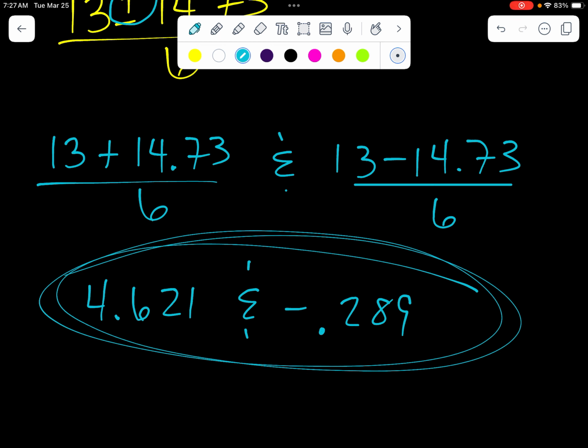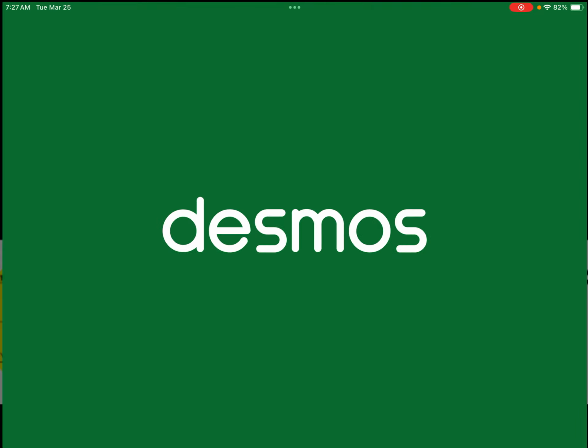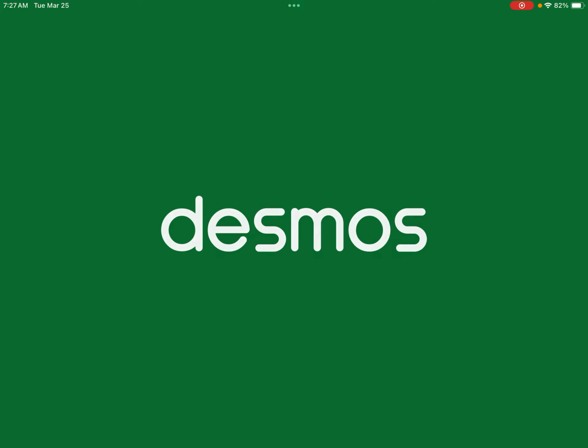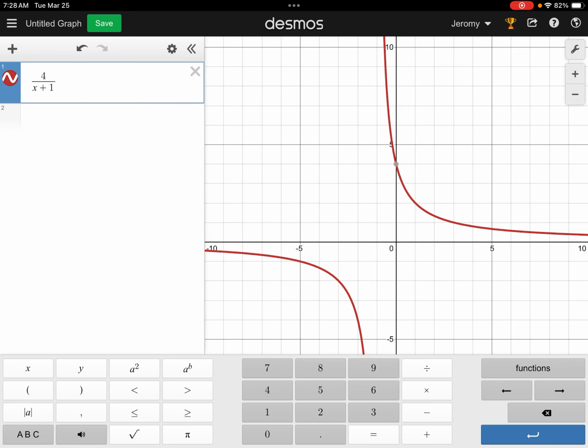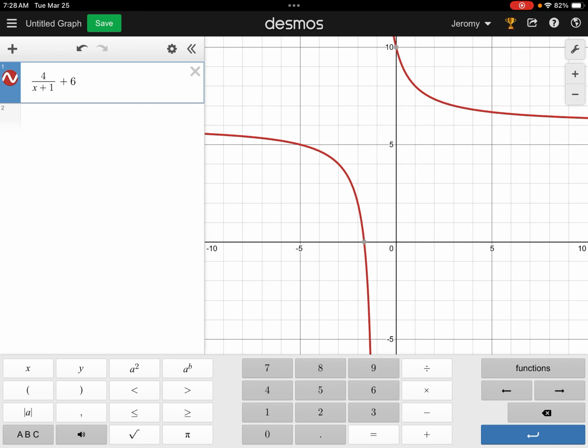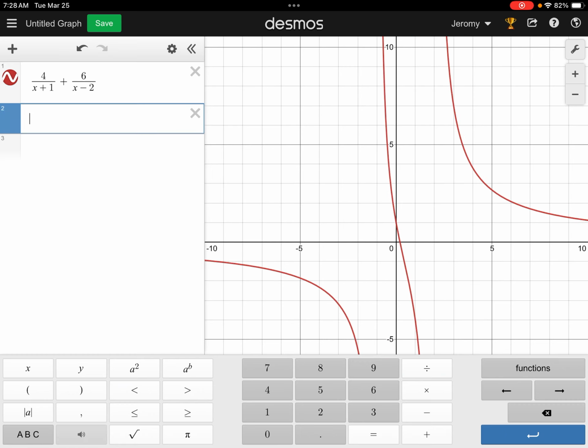So what does that look like? I know most of you are going, wait a minute, that's a lot of steps. Is there a different way? Is there a shortcut? Yeah, let's take a look at our calculator strategy here. So what we're going to do is put the left side in F1. We know we have two answers. So let's type in our left side, 4 divided by x plus 1 plus 6 divided by x minus 2. And then if I type in 3, it's not going to show up, so I need to type in y equals 3.